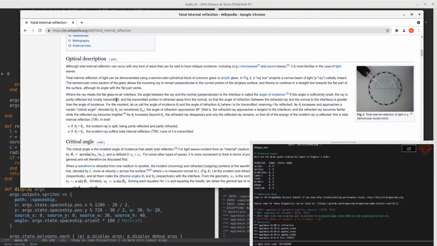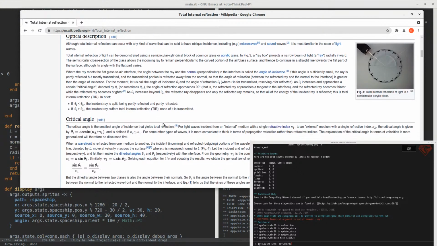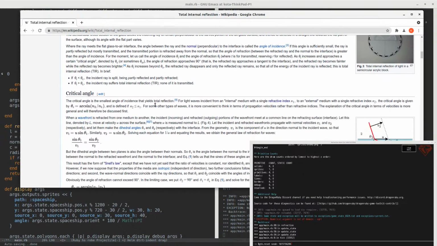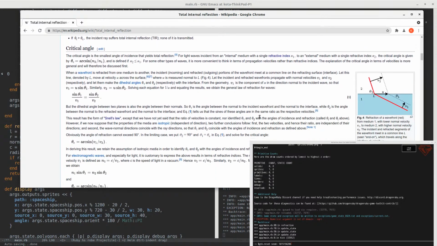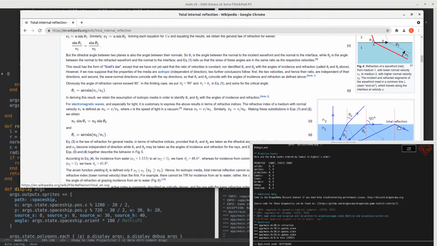See, glass surface. Incident rays being split, partially refracted, reflected. The critical angle is the angle at which it switches over. This is refraction, and we end up with something called total internal reflection.